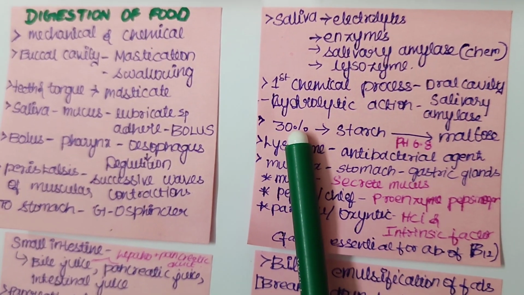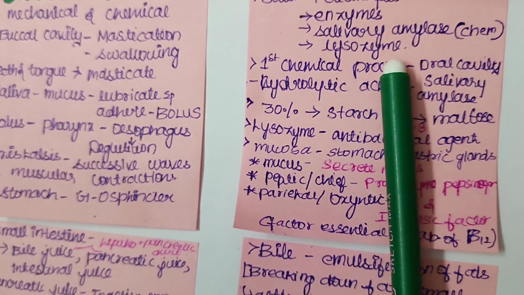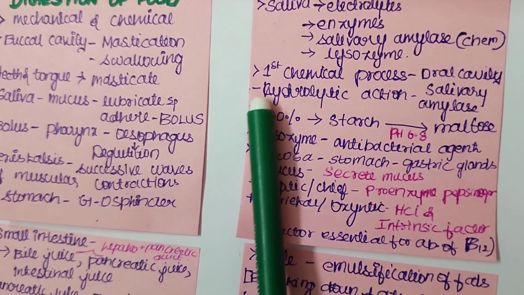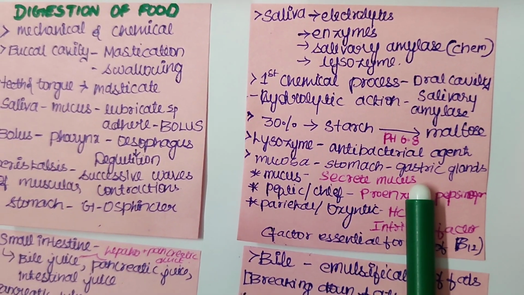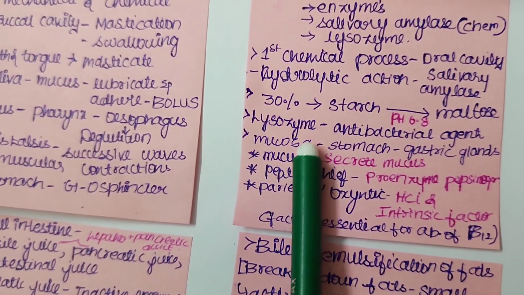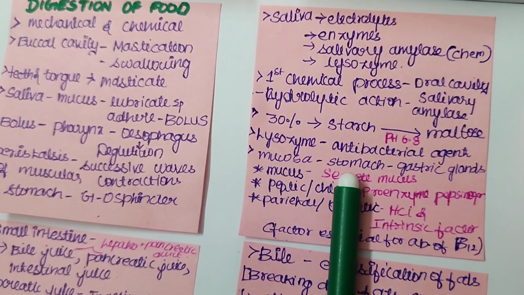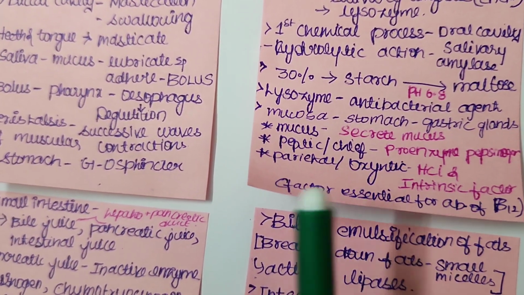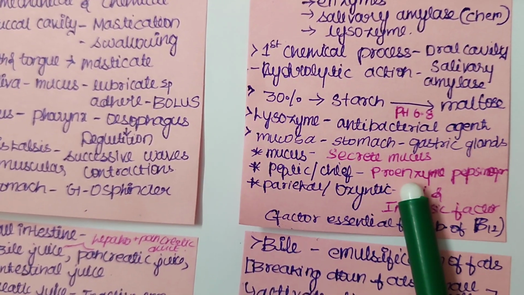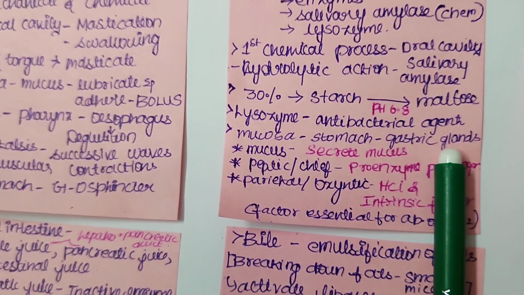What is the chemical process? A reaction happening by an enzyme. Here the enzyme is the salivary amylase, and only 30% of starch is converted into maltose here. This is the important point, not the whole starch. And then we have lysozyme, which is the antibacterial agent. That's why if we get a wound, some people suggest keeping saliva over it, because saliva has an antibacterial property.